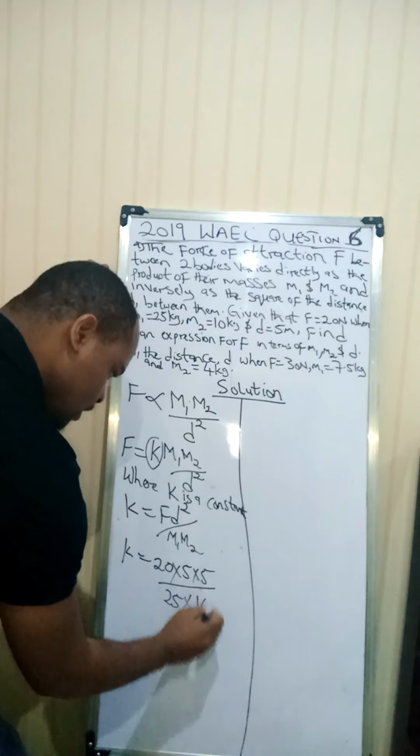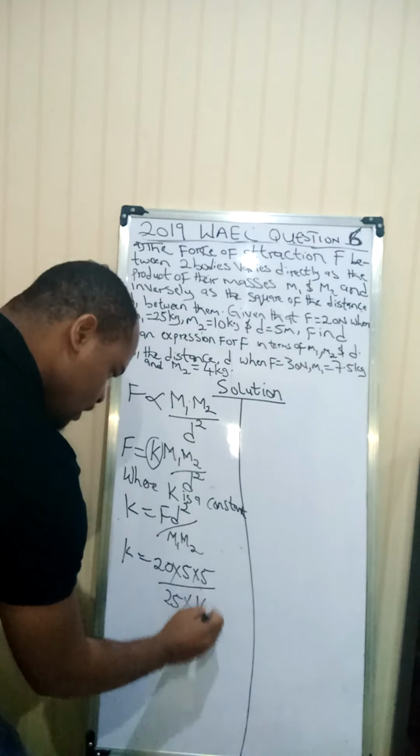The first question says we should find an expression for F in terms of m1, m2, and d. That is the expression they're looking for, but we introduced the K, and now we've gotten the value of K. So for our first solution, we write F equals 2 m1 m2 all over d squared. Alright, that's our first solution.